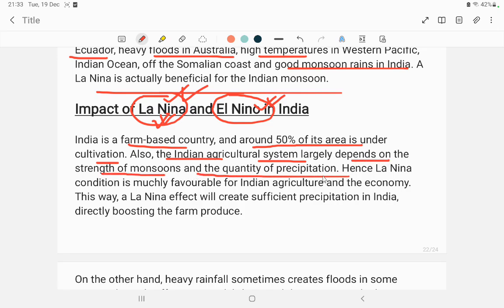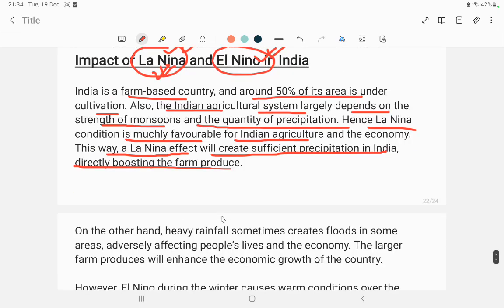We know that Indian agriculture depends heavily on the monsoon. If there is more water, we get a good yield; if there is less water, drought or famine occurs. Thus, La Nina conditions are very favorable for Indian agriculture and economy. This way, a La Nina effect will create sufficient precipitation in India, directly boosting farm produce.